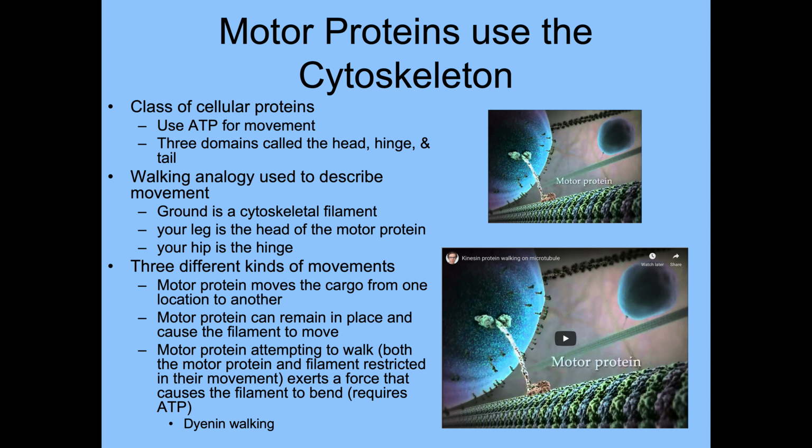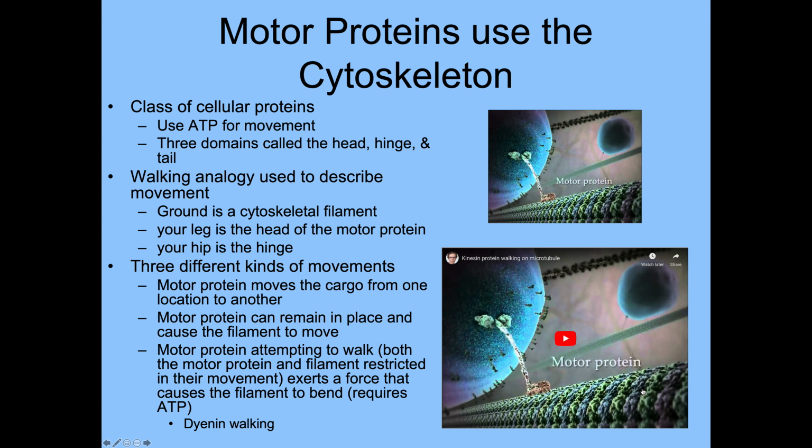And if you use the walking analogy, think of the ground as the filament that you're interacting with. Your leg is the head of the motor protein, and your hip is the hinge, right? So you're going to interact, and this hinge is going to bend, just like your hip can bend. And I'll show you the video in a minute. Now, when motor proteins are interacting with cytoskeletal elements, there are three different types of movement that they can carry out. They can move cargo from one location to another, like we're going to see here. They can remain in place and cause the filament to move.